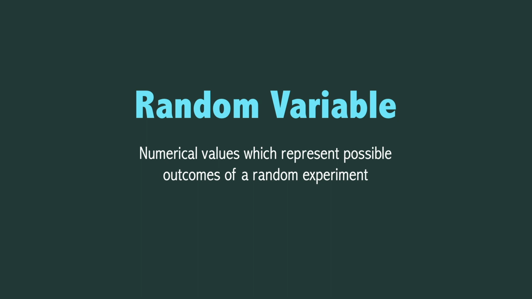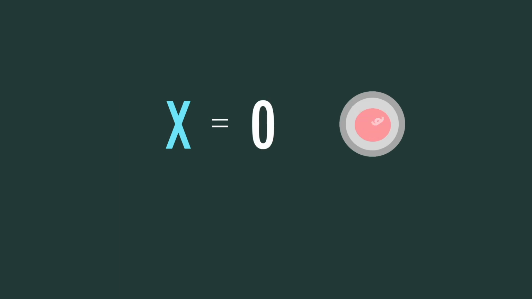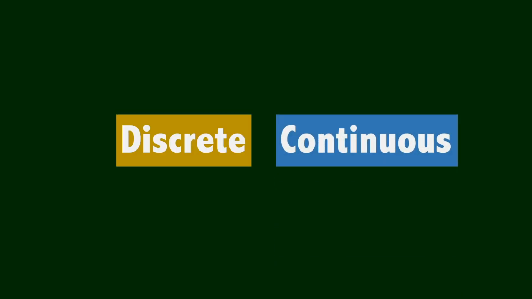In our example, we can call our random variable x, and we can use this to represent the outcomes of the coin flips. The values of x can either be 1 or 0, which represents heads or tails. There are two types of random variables: discrete and continuous. A discrete random variable just means that you can count the values of the random variable. So a 0 for tails and a 1 for heads. We can easily count these numbers.